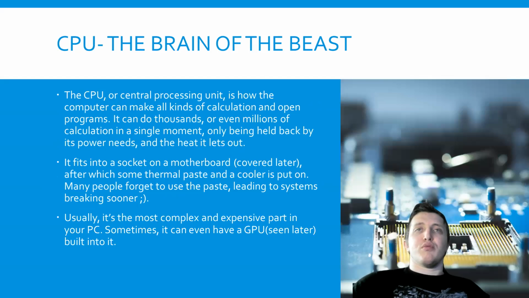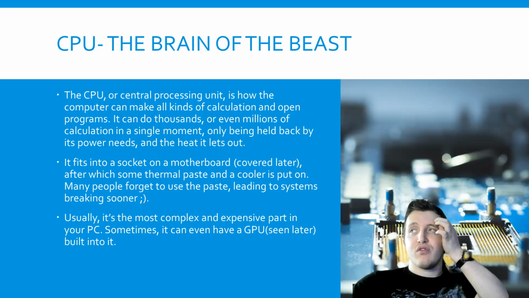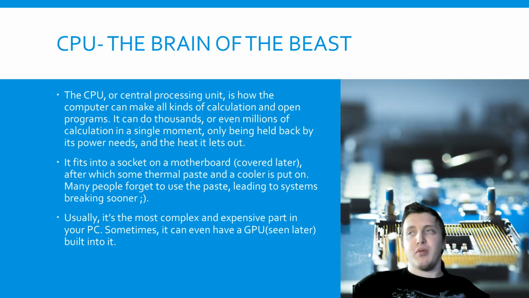The CPU, or central processing unit, is the main powerhouse of the PC, acting as the brain. It can do millions of calculations at one time, with only the heat limit and power requirements stopping it from reaching its full potential. It fits into a motherboard socket, after which some thermal paste is used, which is a metal-based compound that optimizes cooling. After placing the cooler on top of it, installation is done. It's usually the most complicated part, and normally the most expensive. They can have an integrated GPU inside them too to support onboard graphics.